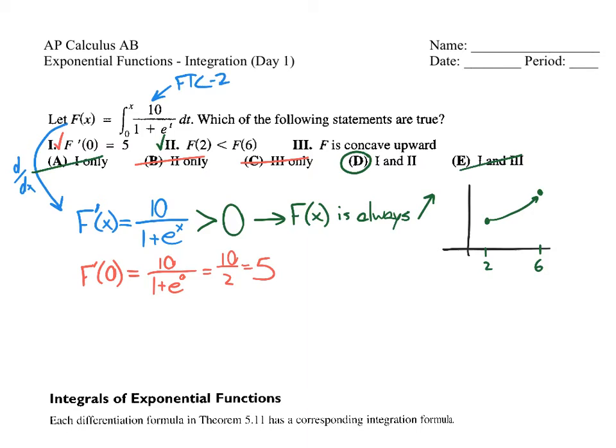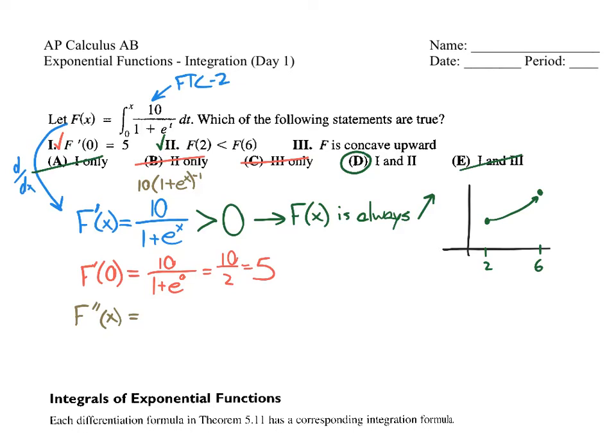Now, just to be thorough, how could I disprove number 3? F is concave upward. Okay, find the derivative again. So f double prime of x. If I rewrote this as 10 times 1 plus e to the x to the negative 1, that'll enable me to take the derivative without having to mess with the quotient rule, which would be nice.